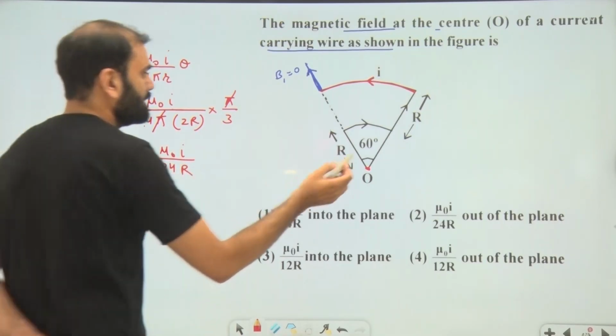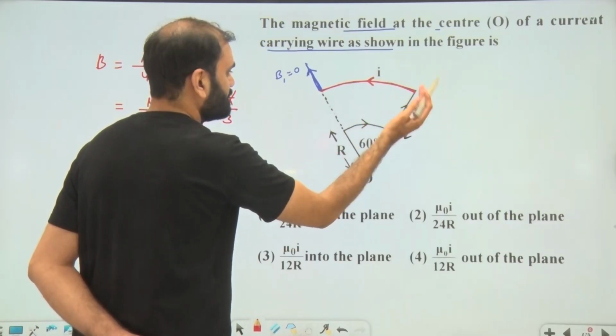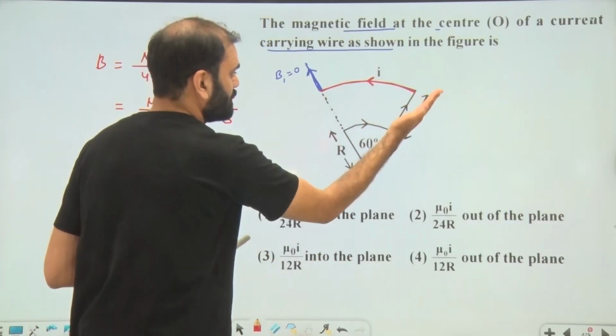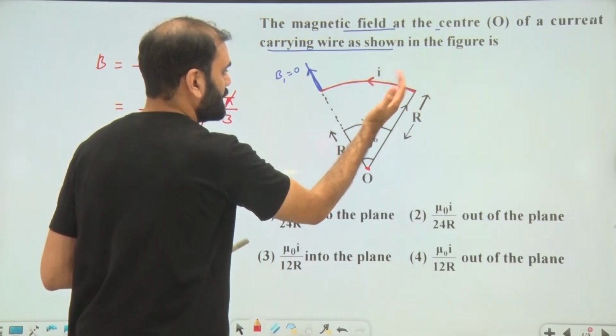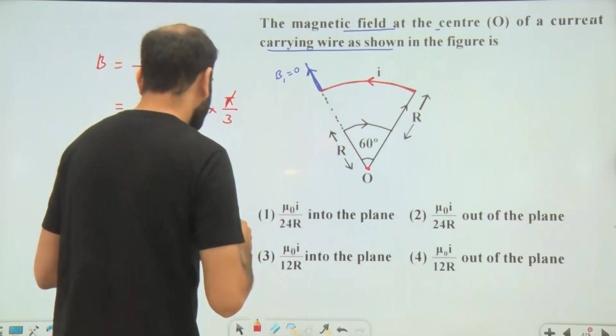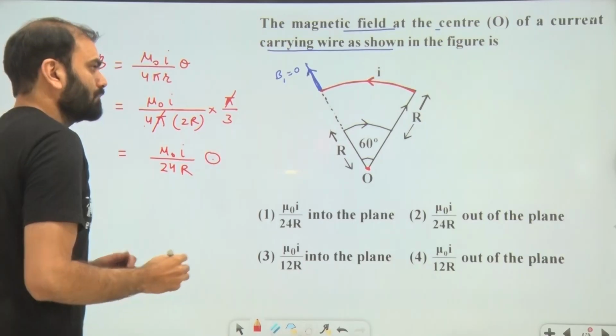The direction will be found by rotating your fingers in the direction of current. You are getting the direction outward, so it is in the outward direction.